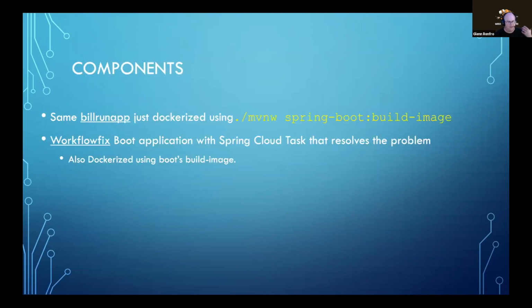Before I show you the workflow, I need to tell you the other components. What are the components that we're going to be using as part of our workflow? In this case, we're going to have our same build run app, the same one I just ran, but I Dockerized it, because this is going to be in Kubernetes. I created a container for it, but I used Spring Boot's build image now. So instead of me having to go grab a Jib or use my own Dockerfile, I can use the build image from Spring Boot.